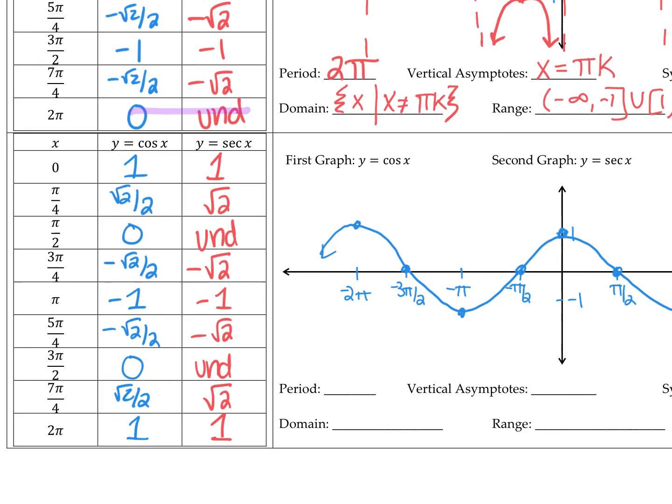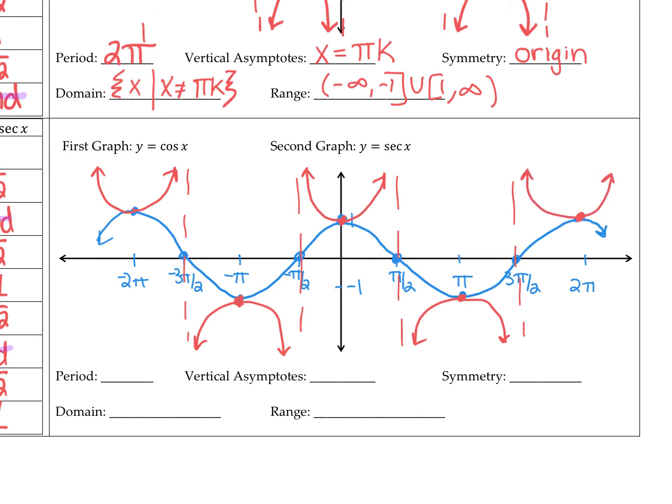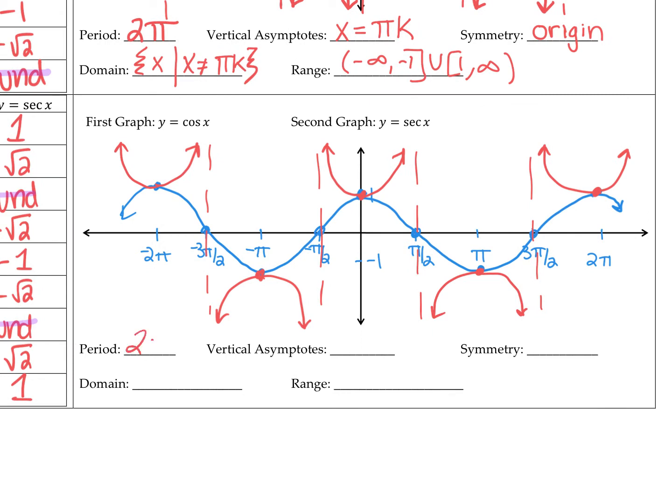So again, if we look at my table, everywhere where cosine is 0, my secant is undefined. So everywhere where my cosine hits the x-axis or the sinusoidal axes, I'm going to have asymptotes. And then similar to cosecant, secant is going to have these mini parabolas at those maximum and minimum points that stay between the asymptotes. So similarly, the period's still going to be 2 pi because nothing changed about the length of the cycle.